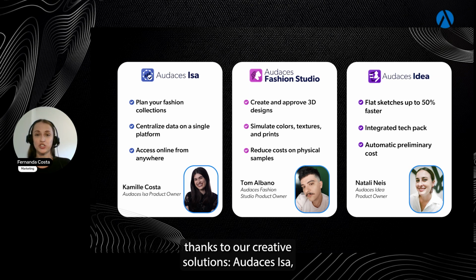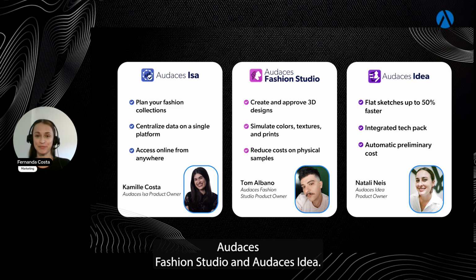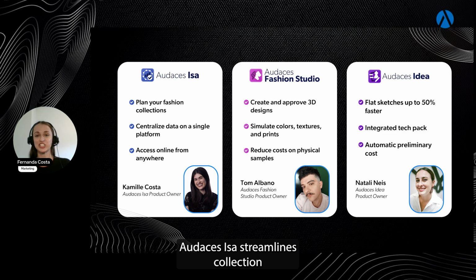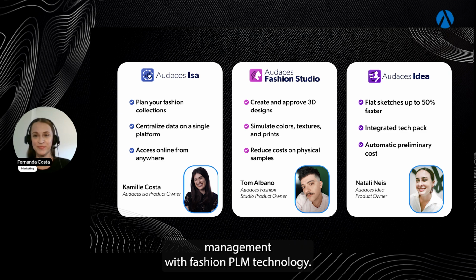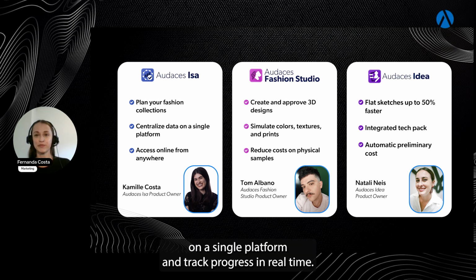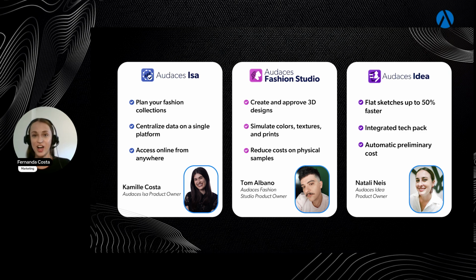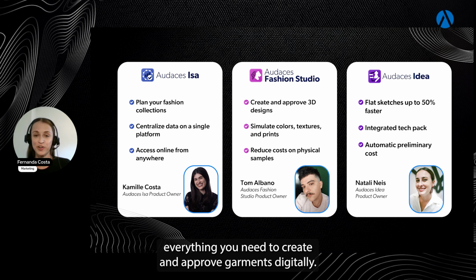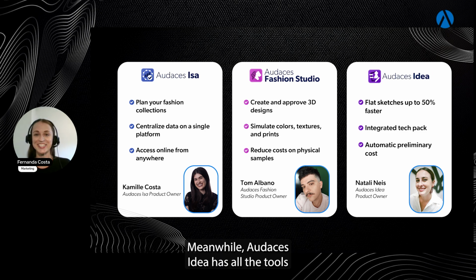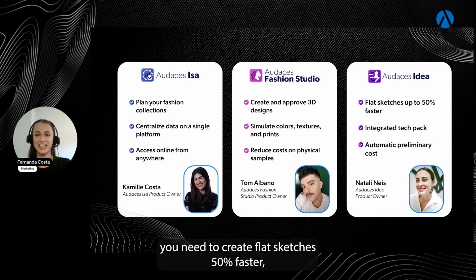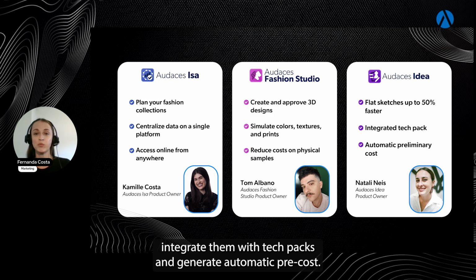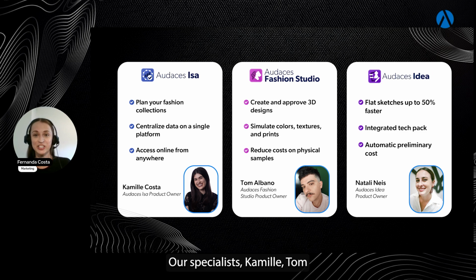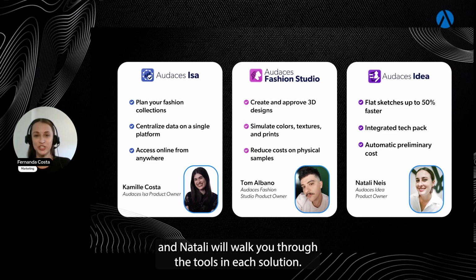All of this is possible thanks to our creative solutions, Audaces ISA, Audaces Fashion Studio, and Audaces Idea. Audaces ISA streamlines collection management with Fashion PLM technology. You can centralize all your data on a single platform and track progress in real time. Audaces Fashion Studio enables 3D design, giving you everything you need to create and approve garments digitally. Meanwhile, Audaces Idea has all the tools you need to create flat sketches 50% faster, integrating with tech packs and generate automatic pre-cost. Our specialists, Camille, Tom, and Natalie, will walk you through the tools in each solution.